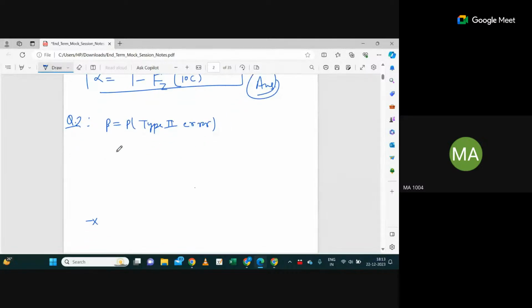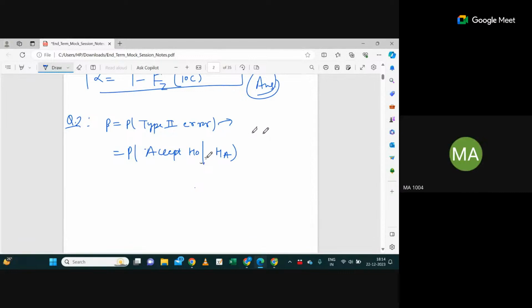The probability of type 2 error is defined as nothing but not rejecting H0, that is, accepting the null hypothesis when the alternative HA is true. I have given you one terminology. Can anyone remember, for beta, some risk is there? Yes, it's consumer's risk, right? Great.